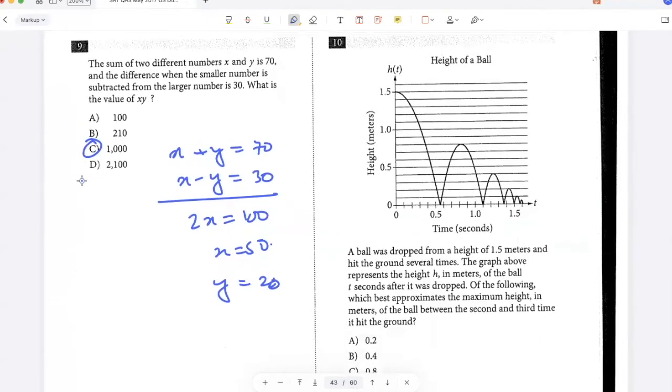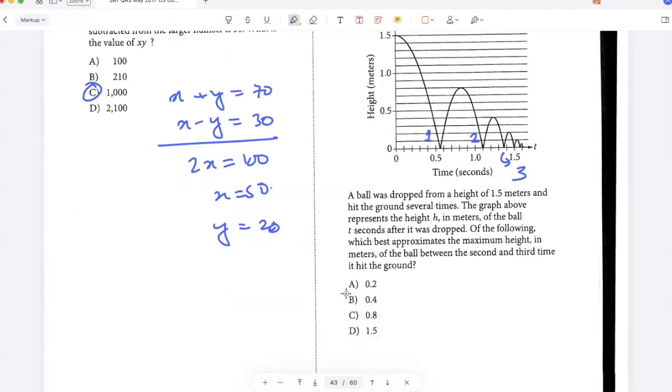A ball was dropped from a height of 1.5 meters and hit the ground several times. The graph above represents the height of the ball t seconds after it was dropped. Of the following, which best approximates the maximum height of the ball between the second and third time it hit the ground? Maximum height between the second and third time. So this is the first time, this is the second, and this is the third time. So the maximum height between those two is 0.4. So B.